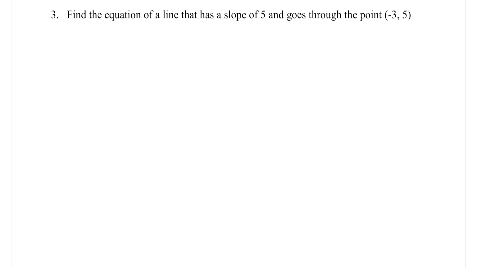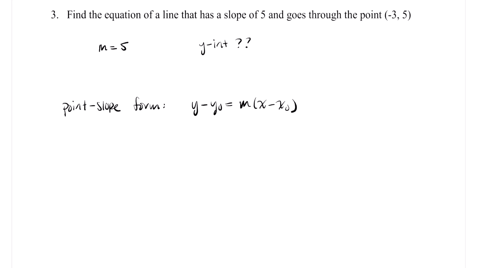Problem 3. Find the equation of a line that has a slope of 5 and goes through the point (-3, 5). So we know what our slope is. Our slope is 5, but we don't know what the y-intercept is. So rather than using our slope-intercept form, we need to use our point-slope form. And that's y minus y naught equals m times x minus x naught. And in this case, x naught comma y naught, this point is equal to (-3, 5). So x naught equals -3, y naught equals 5.